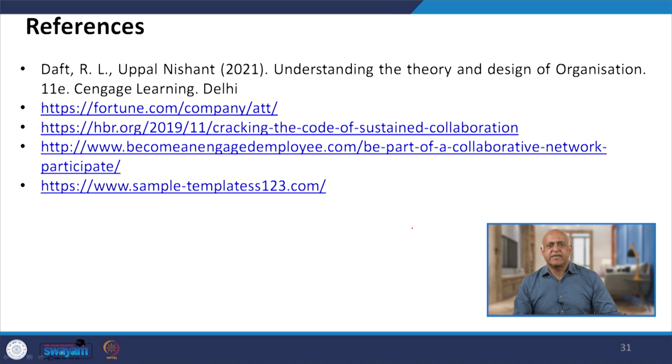These are the references which you can refer to for your further studies. This is a book which talks about the designing of work organizations in much detail, Daft, Understanding the Theory and Design of Organizations. The 11th edition has been used by me, from Cengage Learning, and this book gives you much detail about the designing of work organizations, along with other references also.